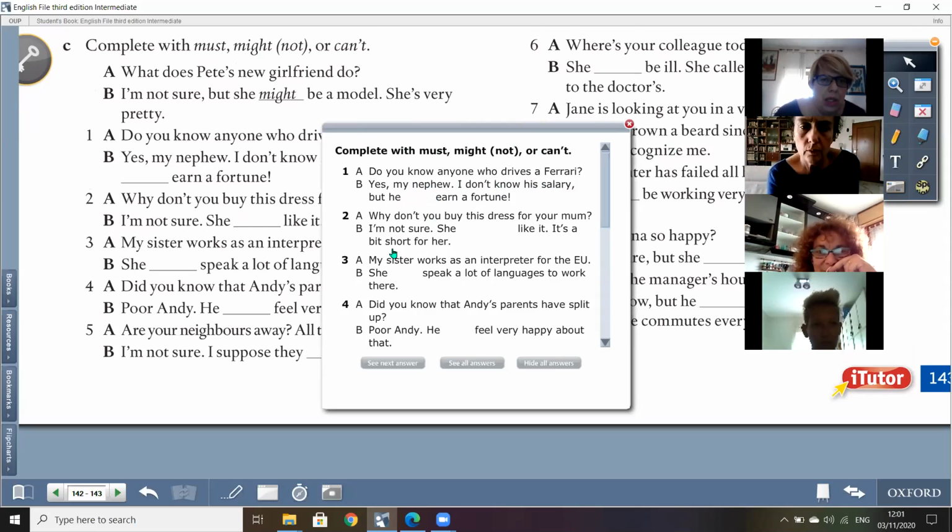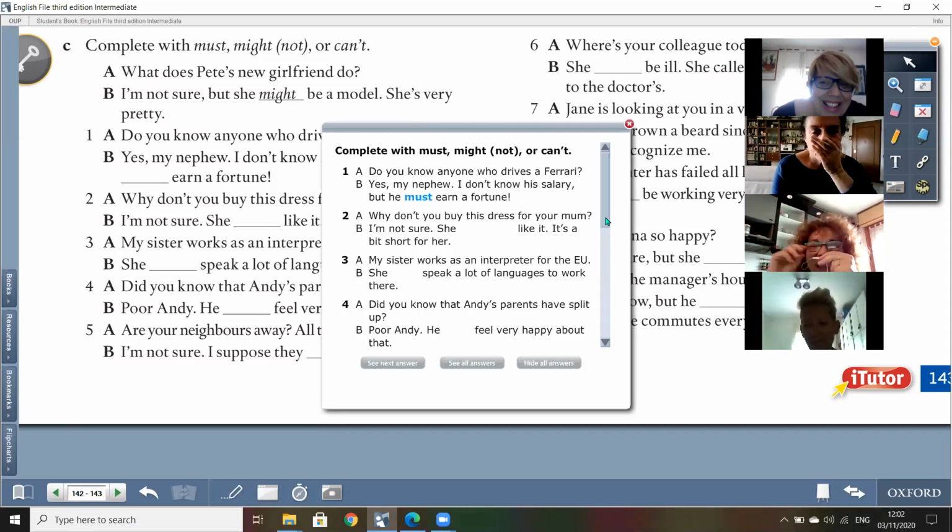Do you know anyone who drives a Ferrari? Yes, my nephew. I don't know his salary, but he must earn a fortune. A fortune, yes. He must earn a fortune, yes, to have a Ferrari, of course. Yes. Very good.